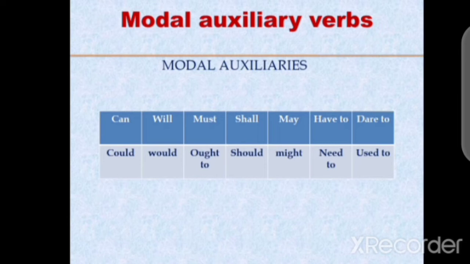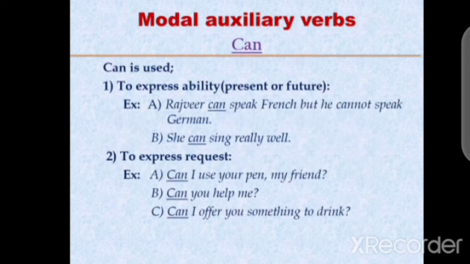For example, can, could, will, would, must, ought to, shall, should, may, might, have to, need to, dare to, used to. Now let us see one by one different modal auxiliary verbs and their uses. The first is can. Can is used to express ability and capacity. For example, Rajveer can speak French but he cannot speak German. So this example tells about the ability of speaking French, but again it expresses the inability of speaking German.